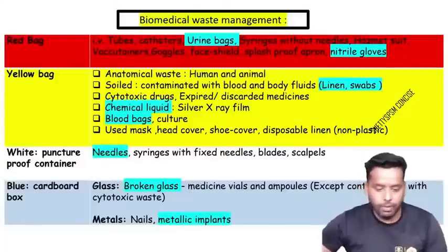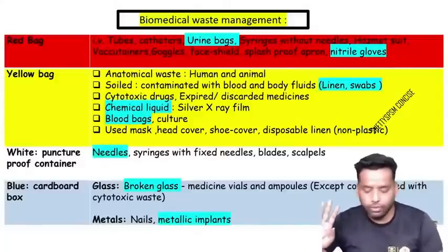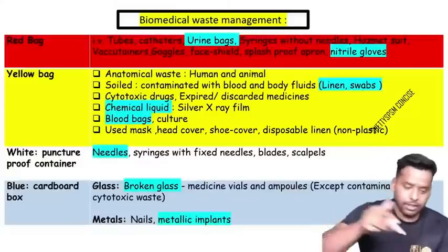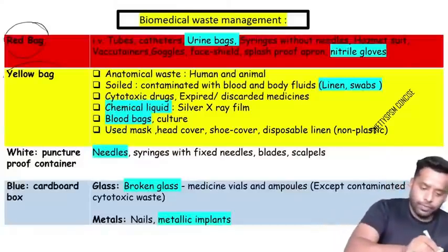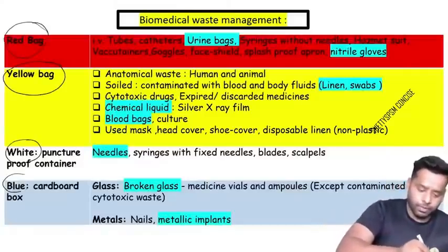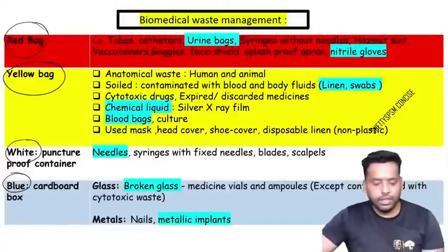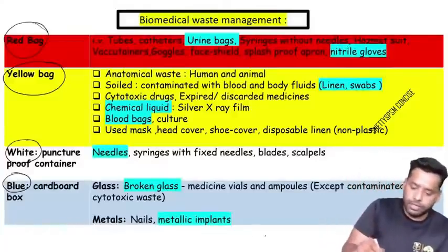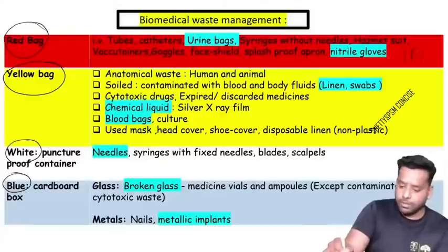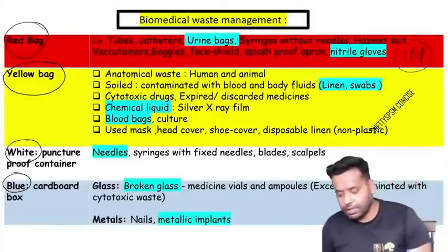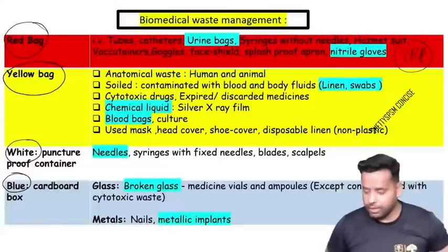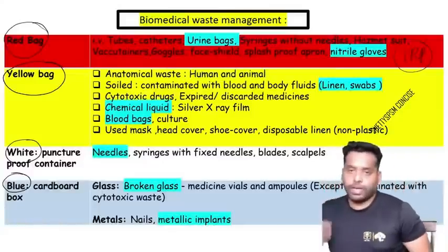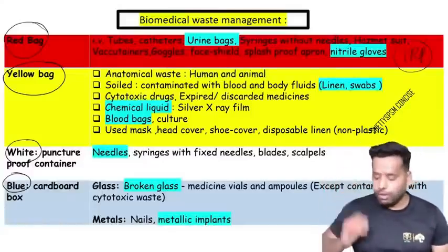Biomedical waste, how many bags are there? 4 bags. Red, yellow, white and blue. So very easy to understand. Anything which is tube, rubber, plastic, where will it go? TRP. Tube, rubber, plastic. Black bag is for general waste. Anything like fruity packets, paper, everything will go in the black bag.